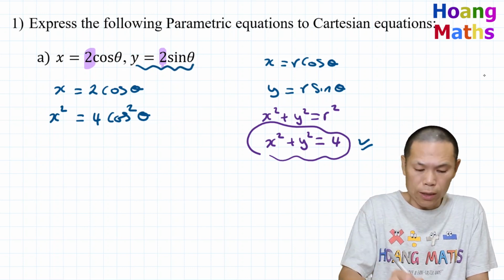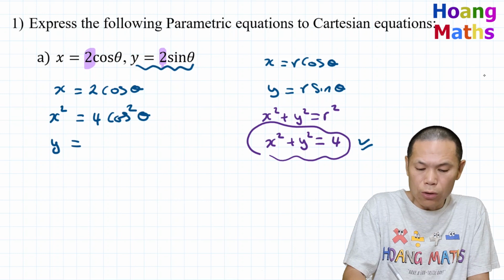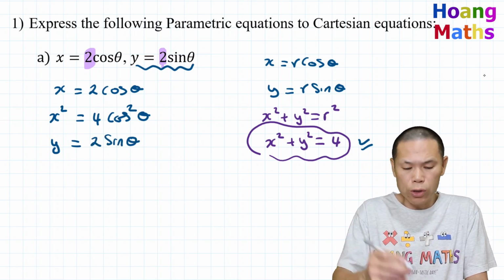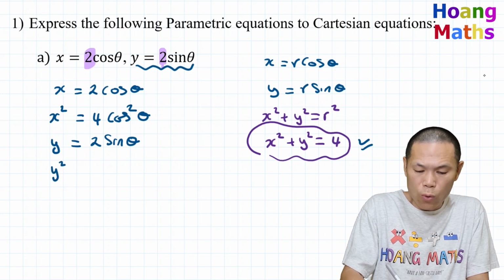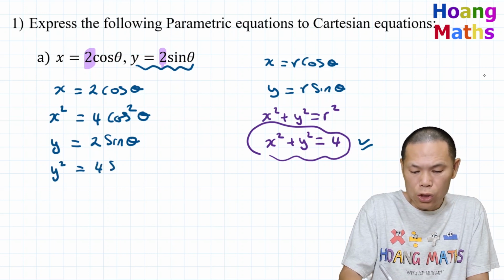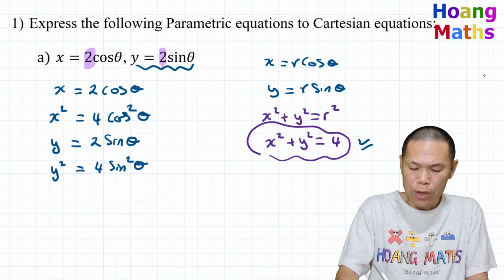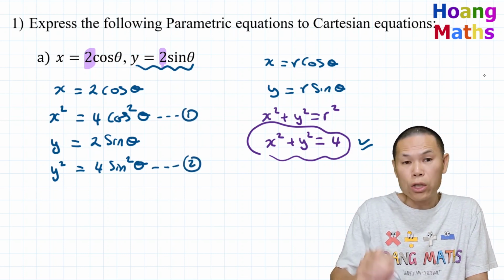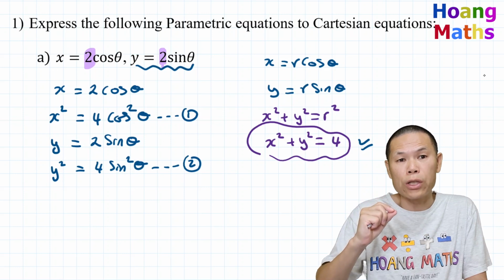Let me rewrite this. y is equal to 2 sine theta. I square both sides, so y squared is equal to 4 sine squared theta. This is equation number 1, and this is equation number 2. We are just going to add the two equations together.